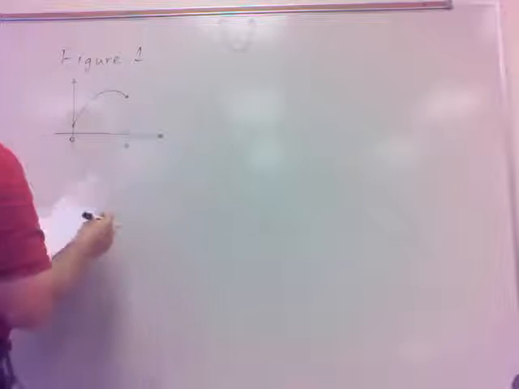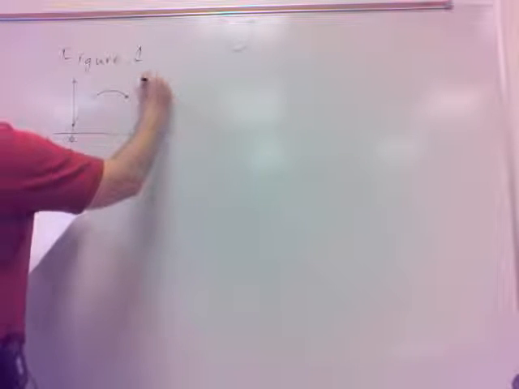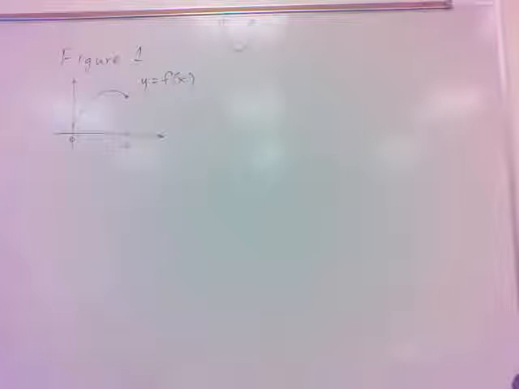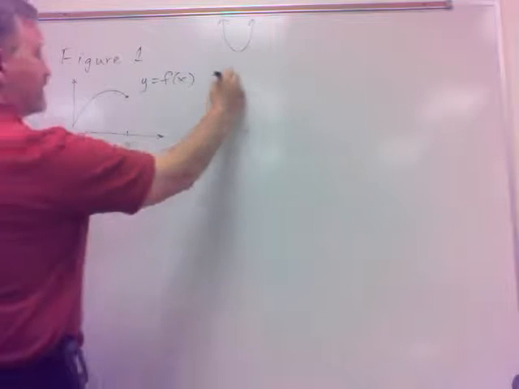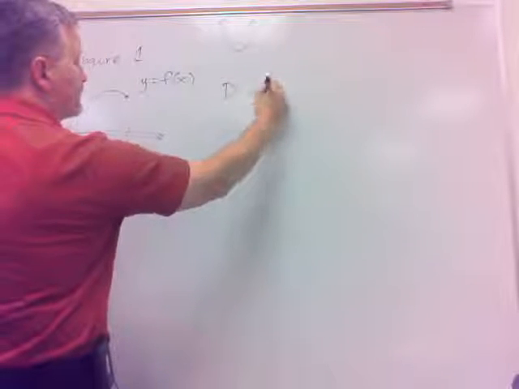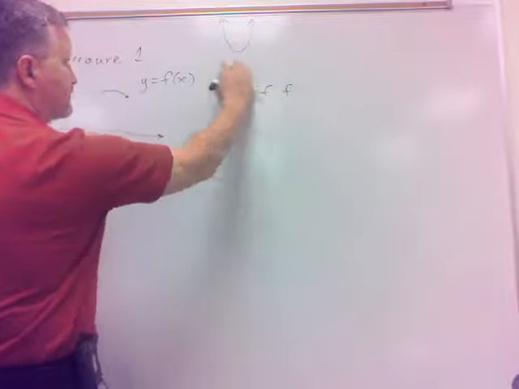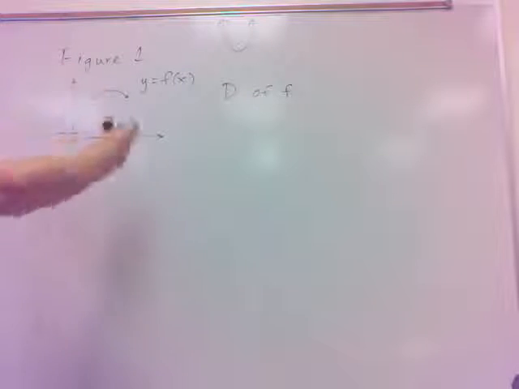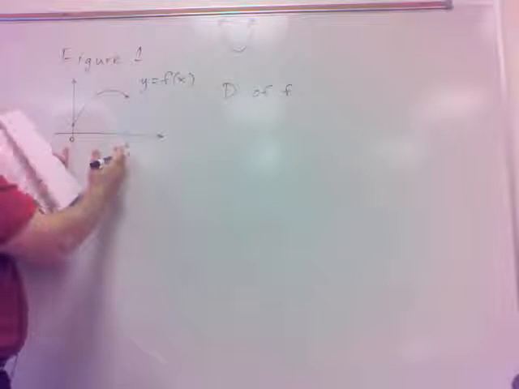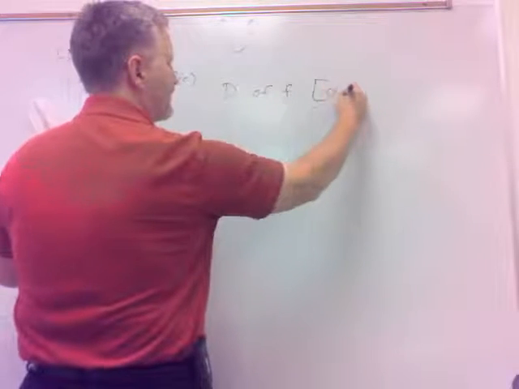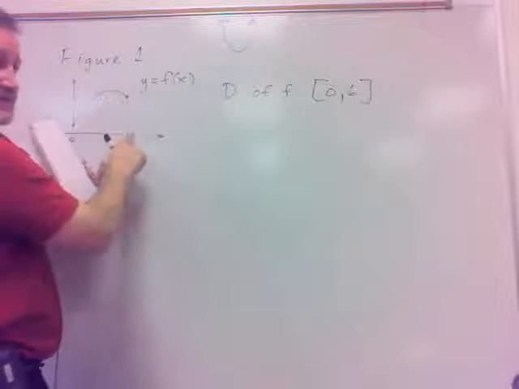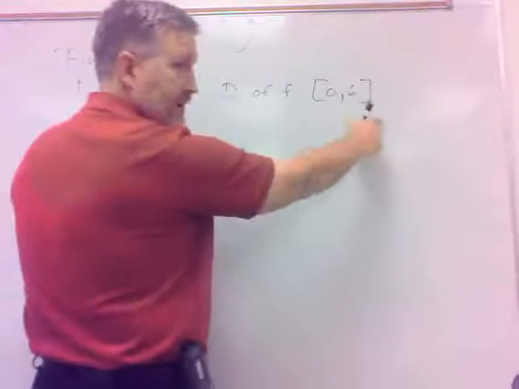So if this is our function, just calling it f, y equals f of x, what is the domain of f there? The D of f, okay. What's our domain? 0 to 6. That's what we're just saying. We're not going anywhere in the x besides 0 to 6. And we are including the endpoints. I do have a point at 0. I do have a point at 6, x equals 6. And so I use the brackets.